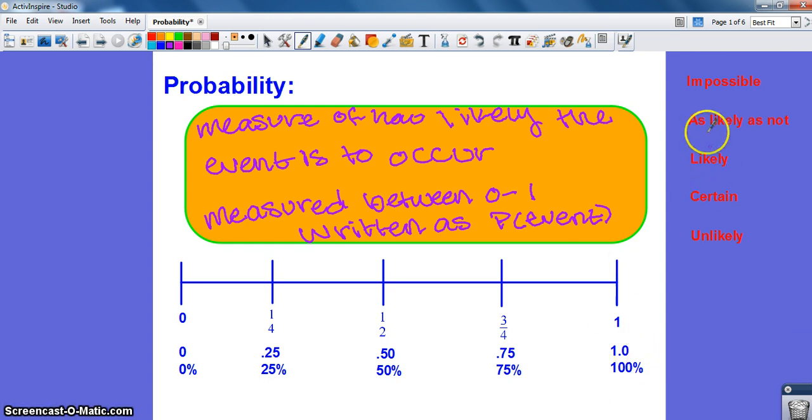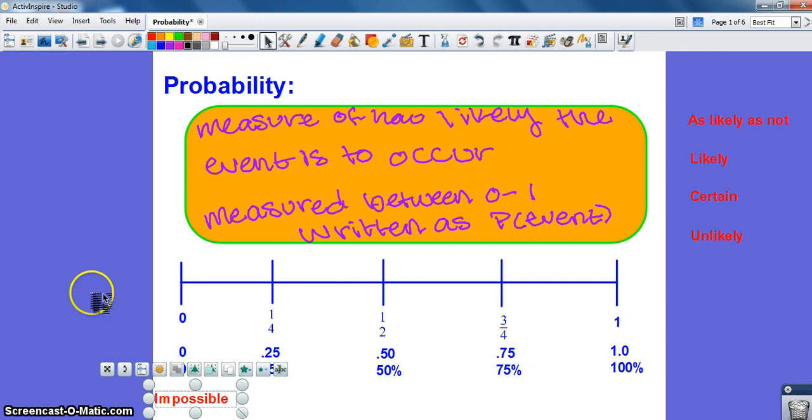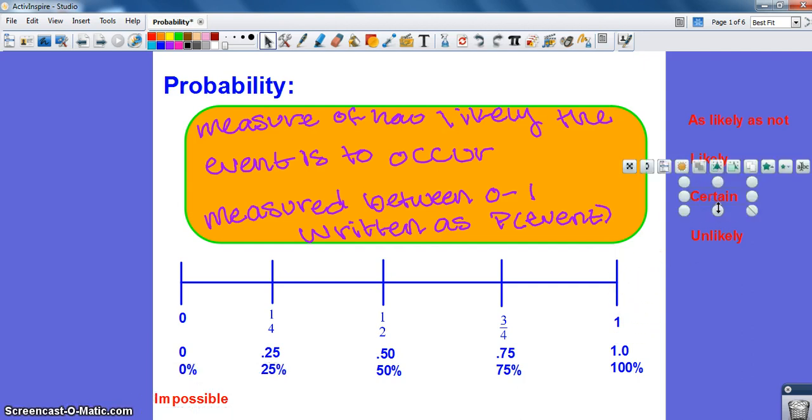But if you look here, we have some words over here. These are other key vocabulary words when we're working with probability. Now, when we think about 0, we would want to think that it is impossible to happen. So we're going to bring that over and put it under 0. And if we look at 1, if we know that something's 100% going to happen, we know that it is certain. So we're going to drag the word certain under 100.